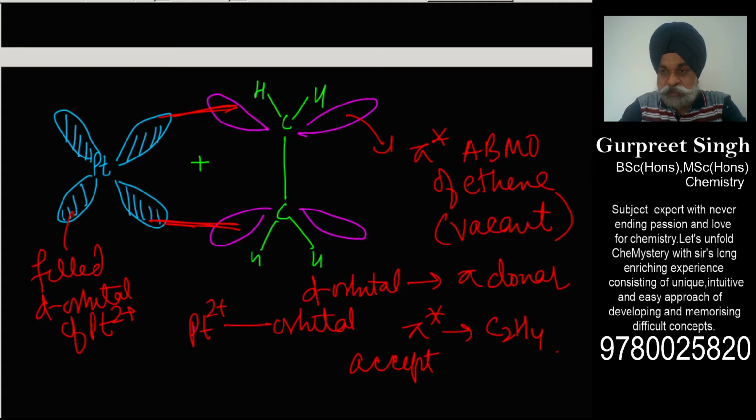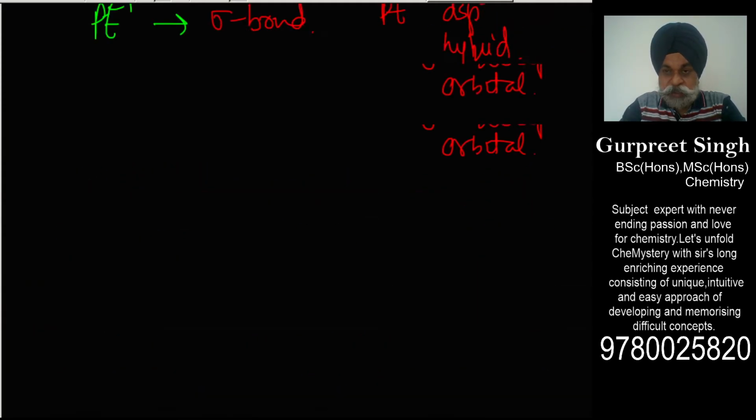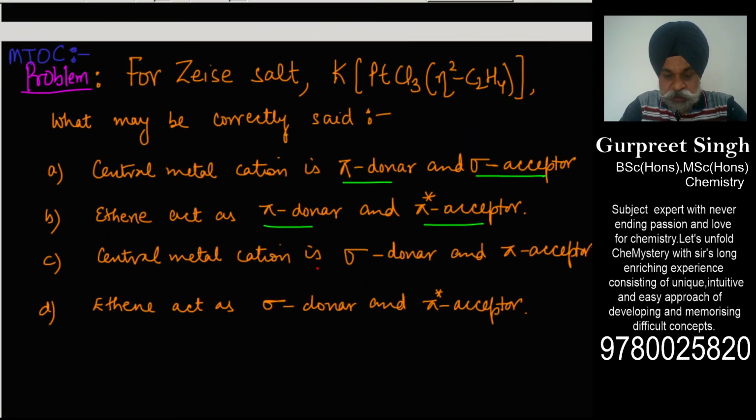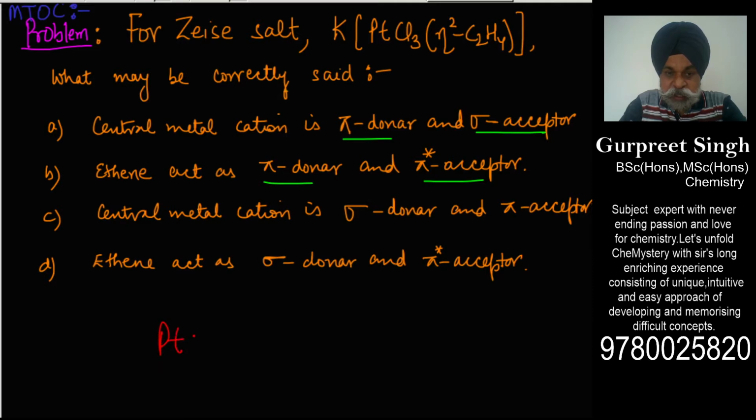Now let us go back to the question; we are almost done with it. So what is being asked here? Then I will tell you a few more things. What we have said is that platinum 2 positive as an acceptor is going to accept, so we say sigma acceptor. And when it is donating electron density, it donates with one of its filled d orbitals sideways overlapping with the pi star molecular orbital of ethene. So it is a pi donor.